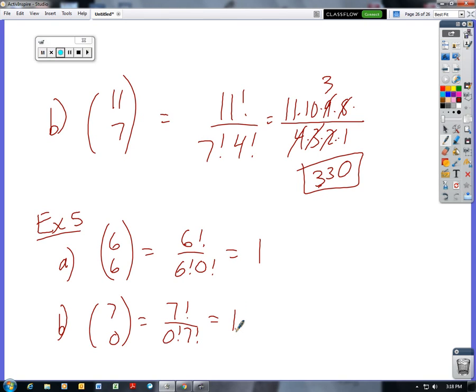And this should make sense, because if you had 6 people and you were choosing a committee of 6, how many ways are there to do that? There's only one way to do it. Or if you have 7 horses and you're choosing 0 of them, well, there's only one way to choose 0.